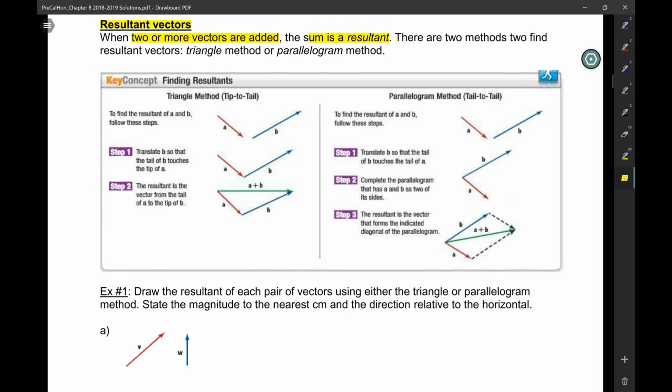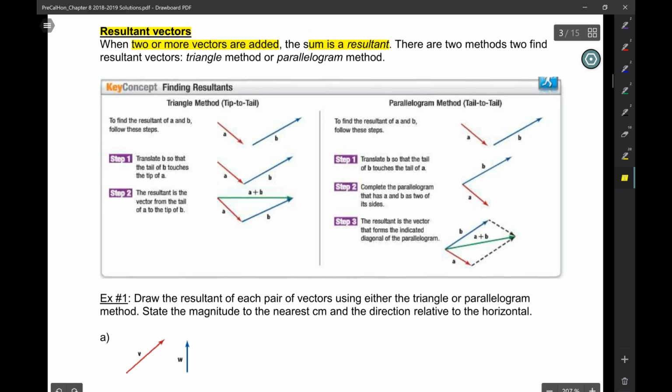So here's how we add vectors. To find the resultant of A and B, look, I have vector A and I have vector B. I'm going to add A plus B. But adding vectors looks very different than adding numbers. So the way you do it is this. You take vector A and you just draw vector A somewhere.